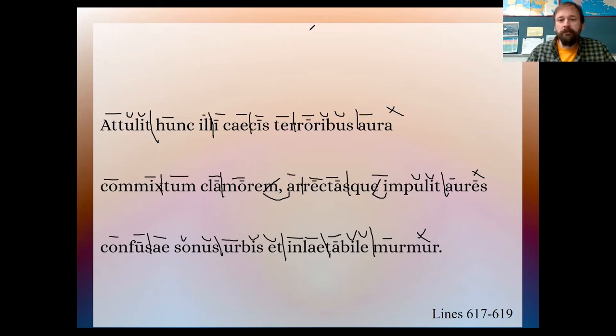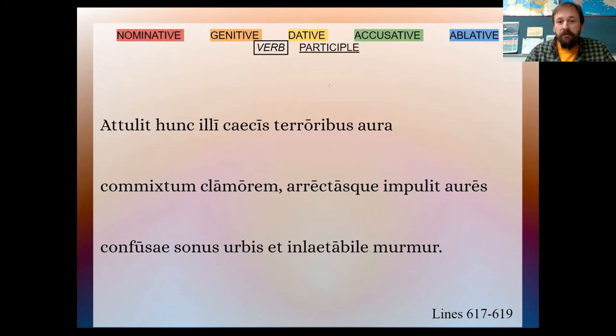Let's see what it means. Just like before, I'm going to start looking for verbs. And the first thing I see, atulit. That's an old friend of ours that I recognize from way back in Latin 2, I think, when we learned that a long time ago. Atulit comes from affero, afferre, attuli, allatus, to bring toward something. Old friend of ours, atulit. Hunc illi caecis terroribus aura, commixtum clamorum, rectas impulit. Oh, impulit. That looks like it's got to be a verb. Confusae sonus orbis et inlaetabile murmur. There we go. We got 2 verbs in this sentence.